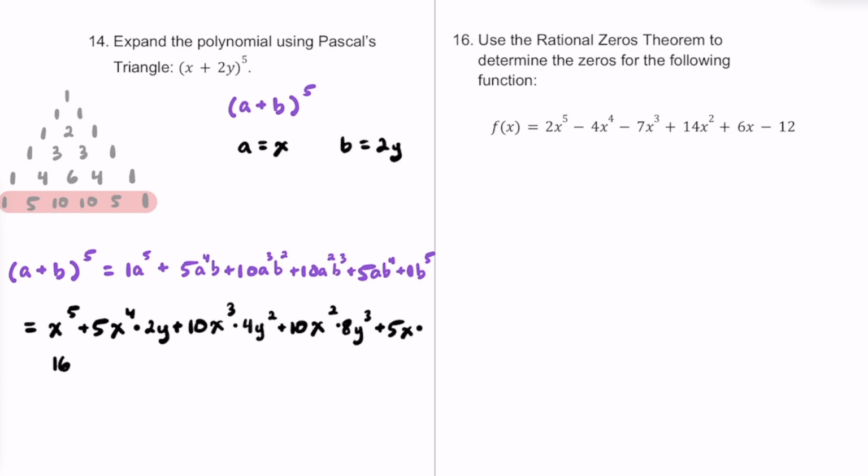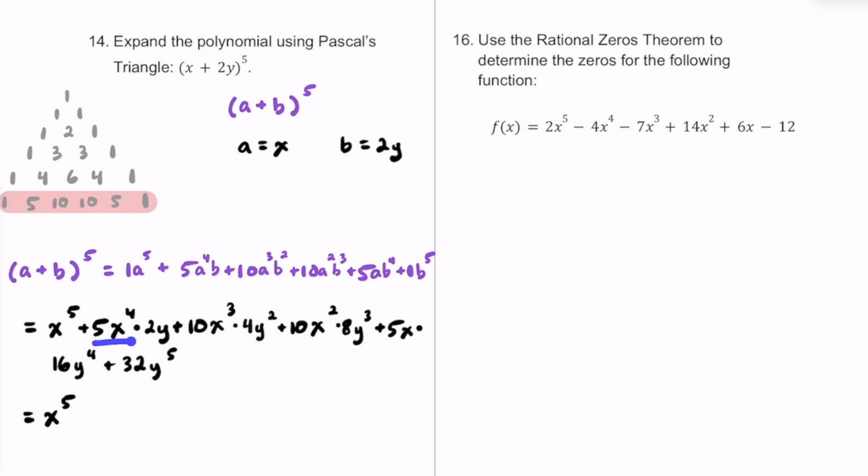I'm going to just carry it over. So it's times 16 and then y to the 4th power. And then we're going to go ahead and write plus 1 times b to the 5th power. Now b is 2y again, so 2 to the 5th power is going to be 32. And then y to the 5th power is just going to be y to the 5th power. All right, so if we go ahead and clean this up a little bit, this x to the 5th power is just going to stay the same here. We can't really do much there.